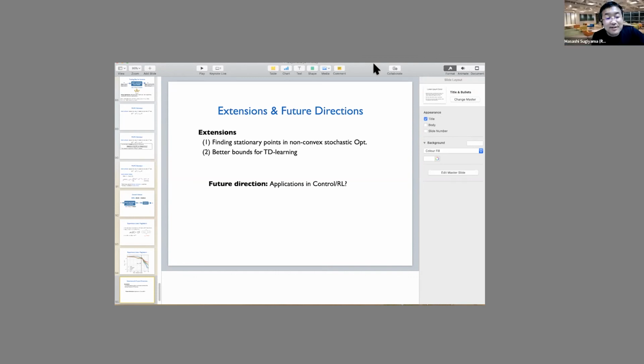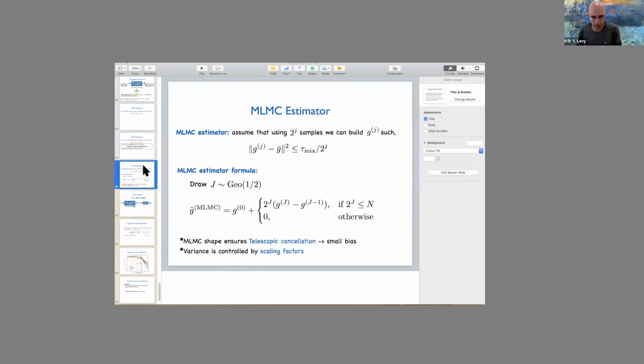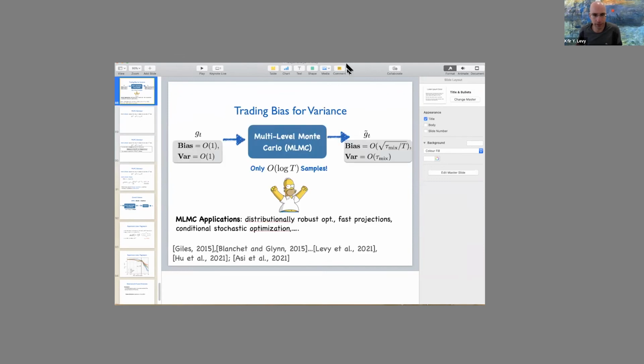I have a question. I'm not familiar with the multi-level Monte Carlo methods, but doesn't it increase the randomness of the algorithm? Yes, it increases, right? We actually show that. The variance was O of 1, and now the variance increases by a factor of tau mix. This is an informal question, but even if the performance is guaranteed theoretically, this kind of highly random algorithm often does not work well in practice. Do you have any experience like that?